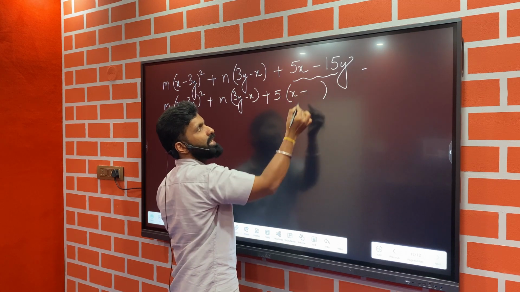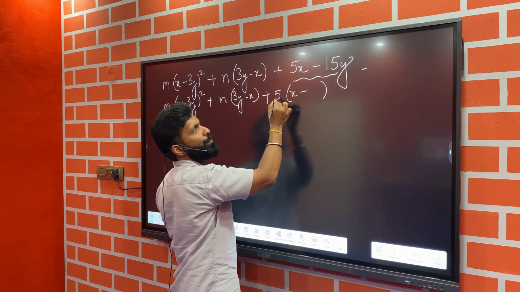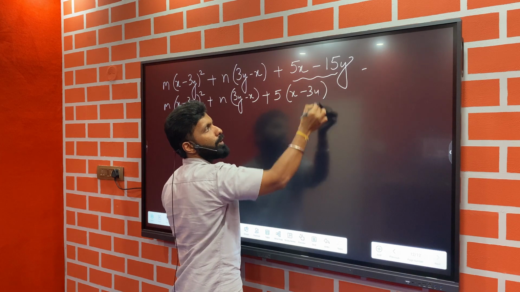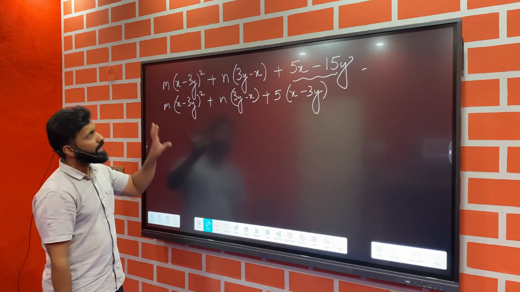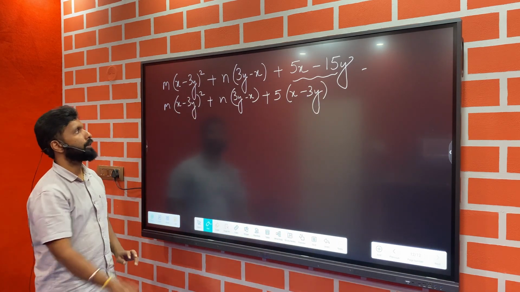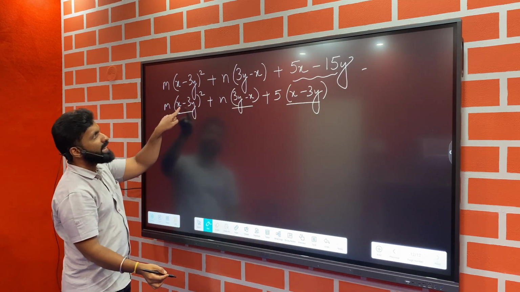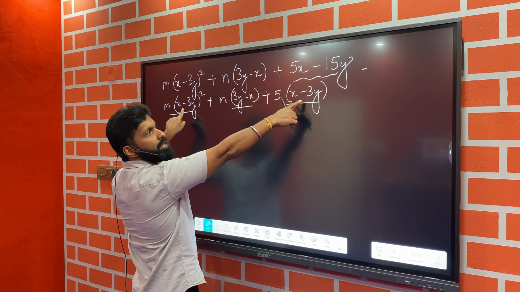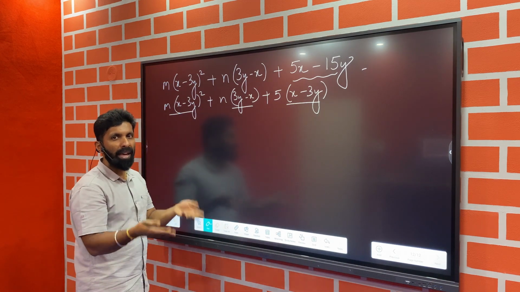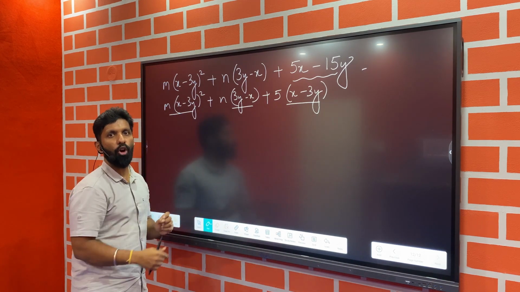So x minus, plus into minus is minus. 5 into how much is 15? 3y. There are 3 terms totally in this question. Term 1, term 2, term 3. I can see x minus 3y here, x minus 3y here. So am I able to say that x minus 3y is common throughout?